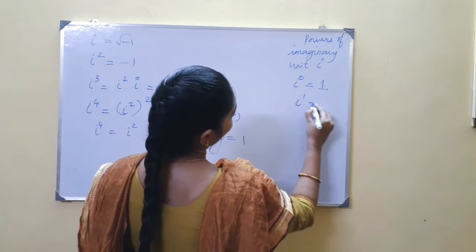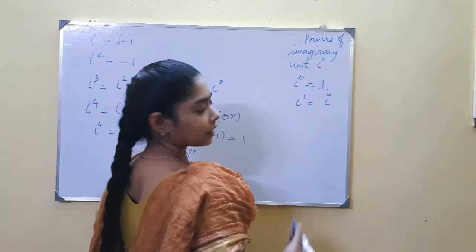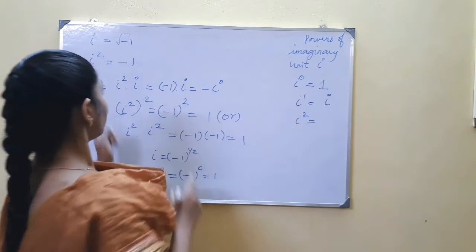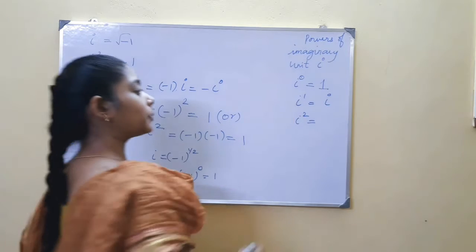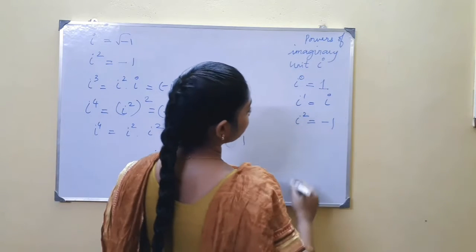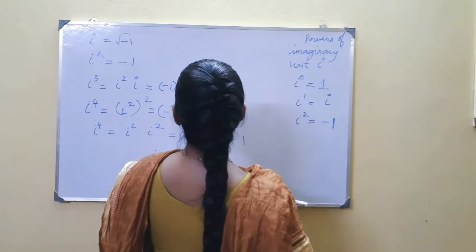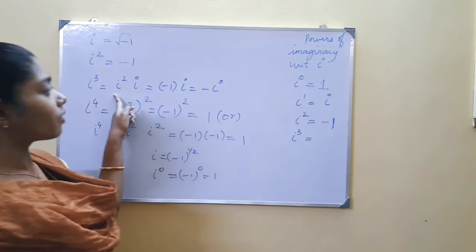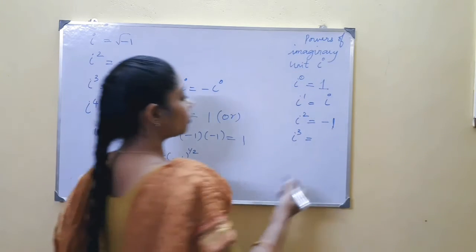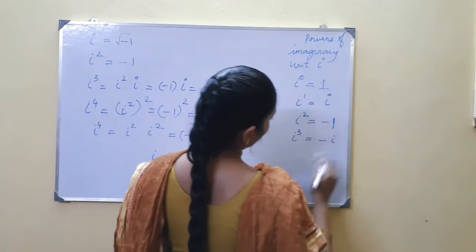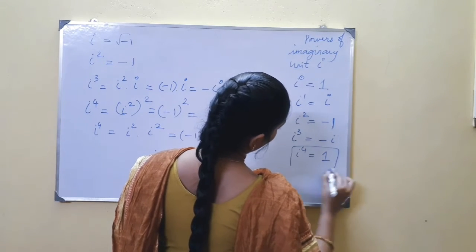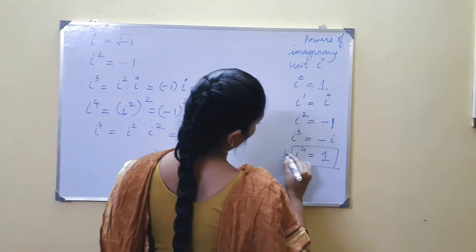What is the value of i power 1? i power 1 is i. What is i power 2? i is root of minus 1, then i square will be minus 1. So what is i power 3? i square into i. What is the i square value? Minus 1 into i. It is equal to minus i. What is i power 4? It gives you 1. Most important.